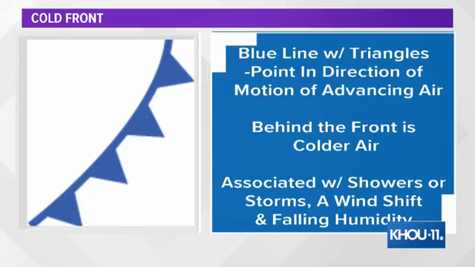But it's associated with a blue line on the map that has triangles on it. You can see right there by that example, and they point in the direction of the air that it is moving. So, say the cold front's coming in from the west, say from San Antonio or Austin, for instance. Those triangles will be pointed towards here in Houston, pointing to the east, with that cold, dry air rushing on in from the west.